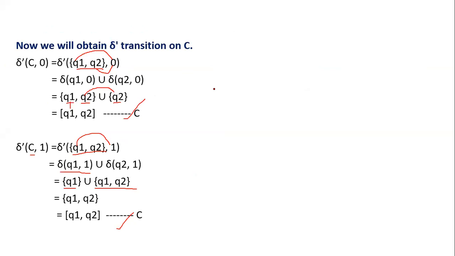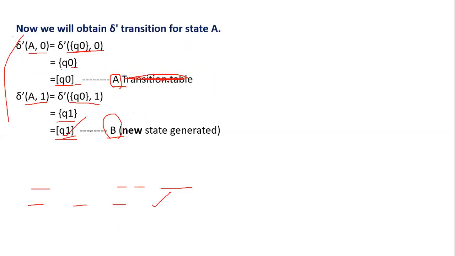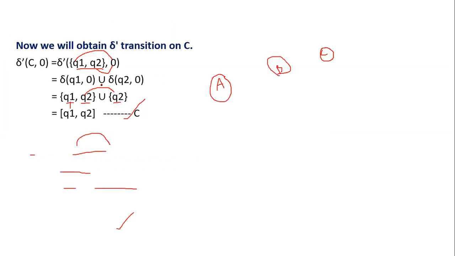Okay, what is the state A? We can mention A, otherwise Q0. State A, and state B and C. 3 states we have in the DFA. In that we have to mark all the transition functions. A comma 0, it's moving where? Q0, that is again A. So it has a loop on A. We have to draw the transition diagram like this.